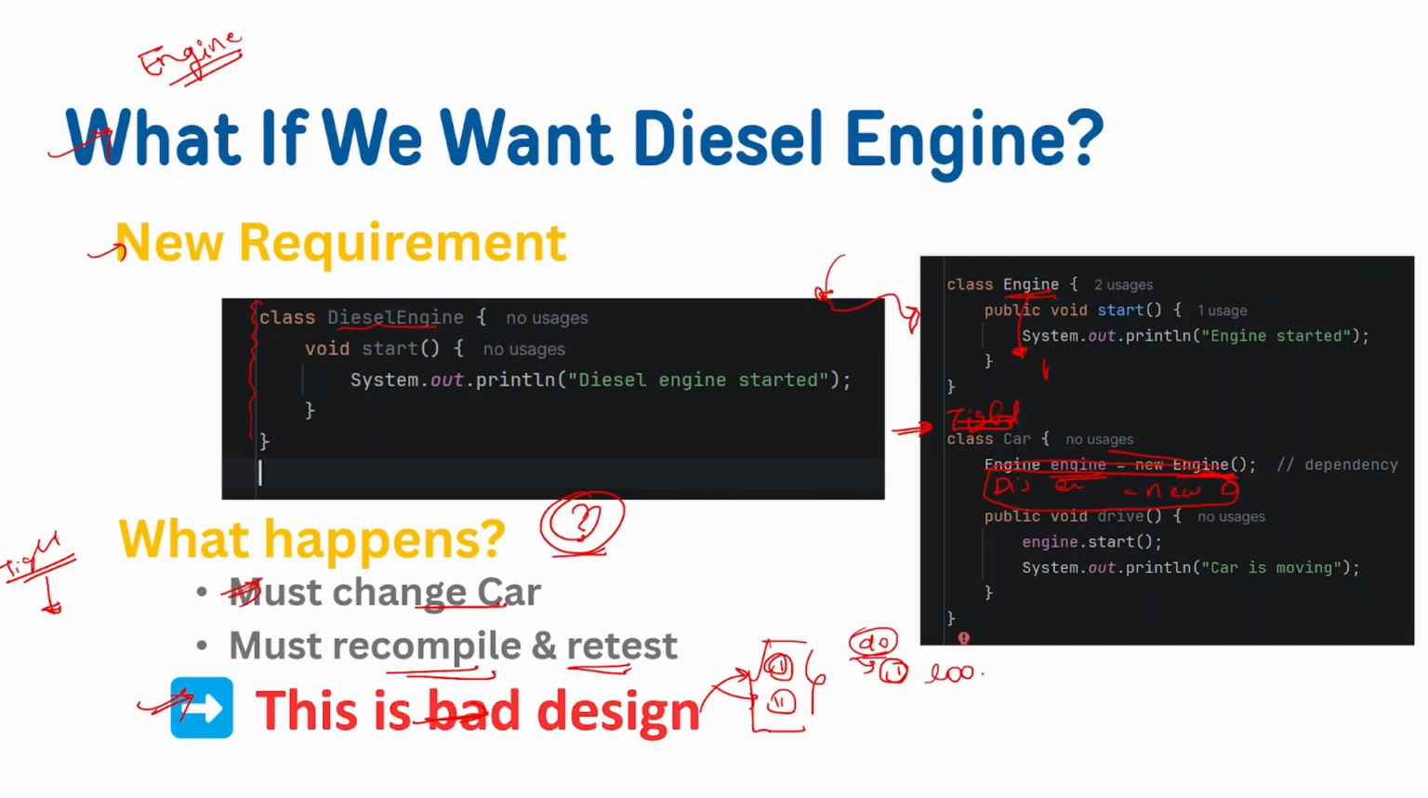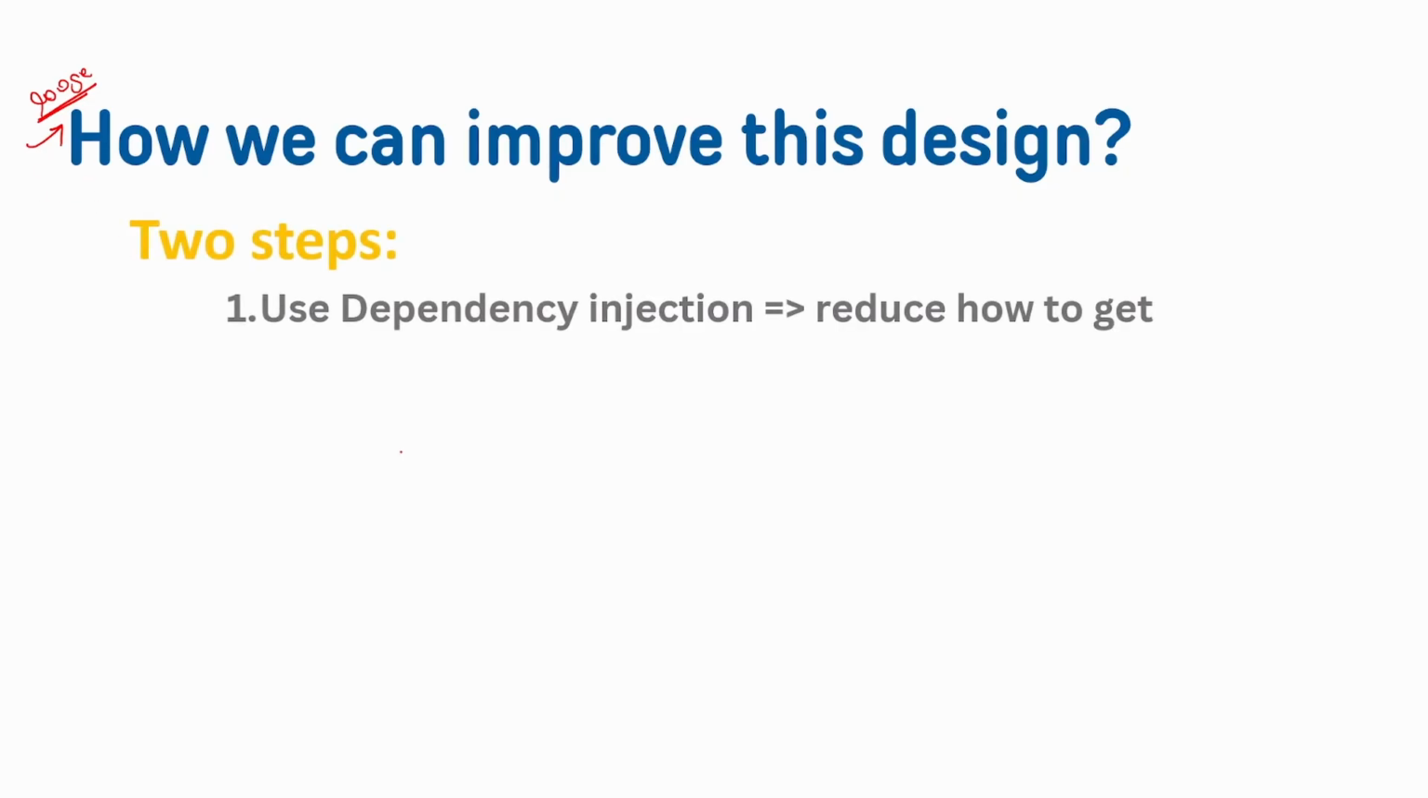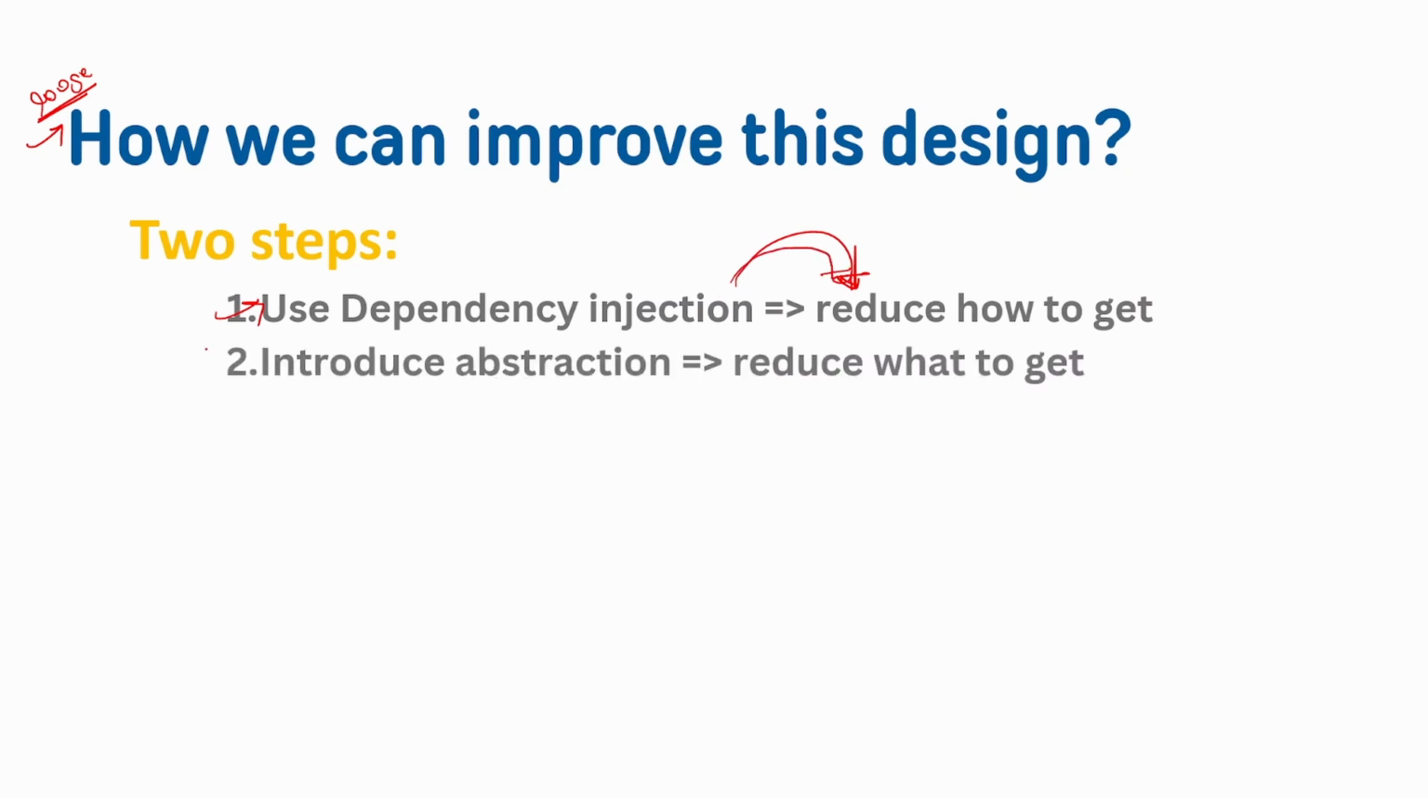This is known as loose coupling, and we want to achieve loose coupling between the classes. So how can we improve this design, or how can we achieve loose coupling between the classes? There are two methods for improving the design. First, use dependency injection, which reduces the how-to-get-it. And second is introducing abstraction. We will see abstraction in the next video. In the current video we focus on dependency injection.